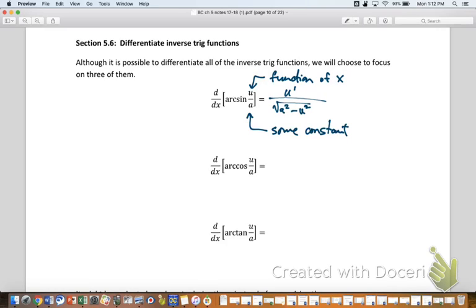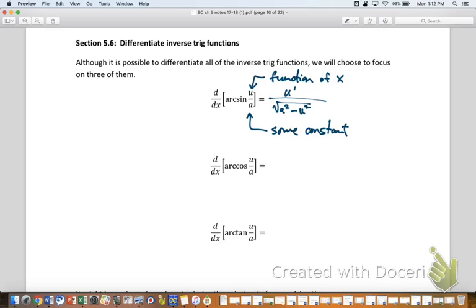There you go. So the numerator is u prime. It's the derivative of whatever u is. That's a chain rule factor, really. Divided by the square root of a squared minus u squared. You will see these presented a little bit differently in your book at 5.6 and 5.7, although I believe that what I'm showing you is a little more consistent when you look at 5.6 and 5.7 as a whole. This will flow a little bit better as we move into 5.7.